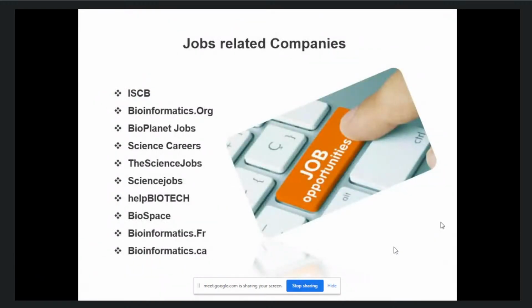Job related companies are there. These are official websites I have given, where you can go to their official websites, check for job opportunities, and see where your skill set matches, and you can apply there. Even if your skill set does not match, you should learn the skills.